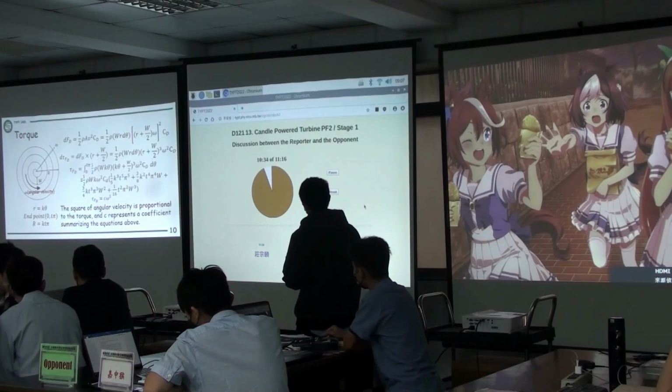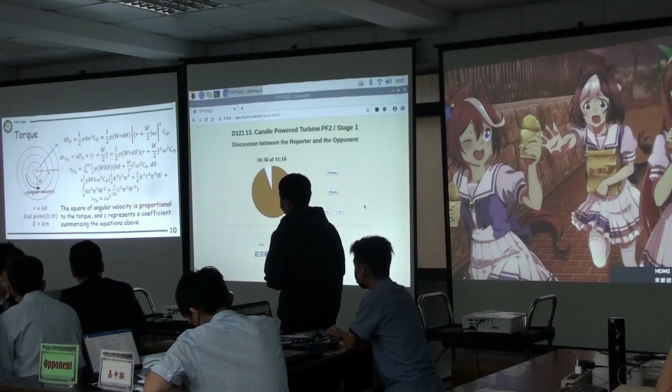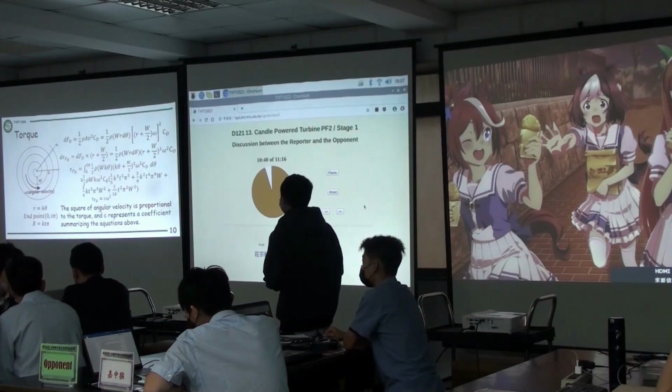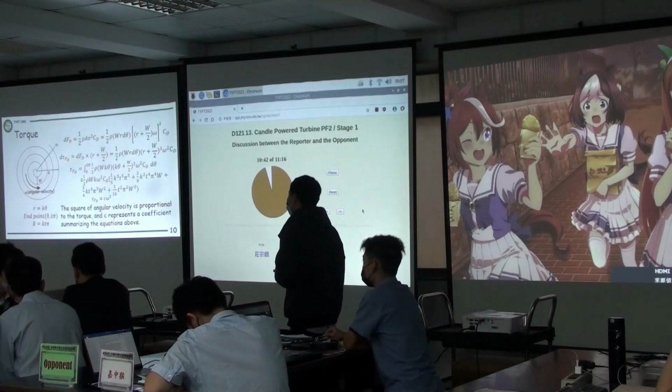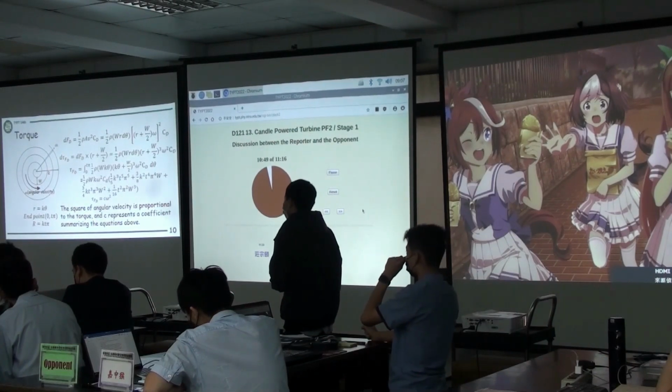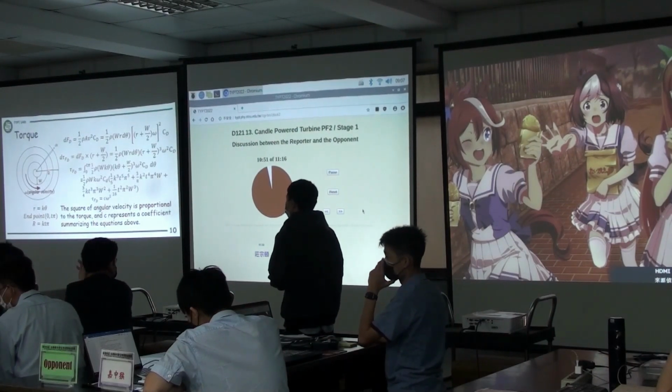However, when we change the length of the spiral, the mass will also change. But because of this formula, we believe that the mass will not have an effect on the torque that it generates.